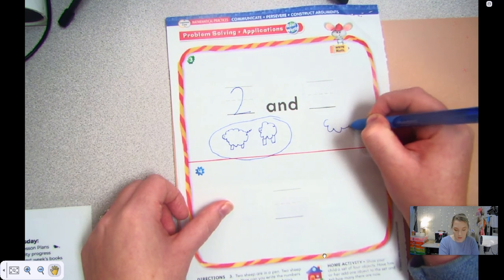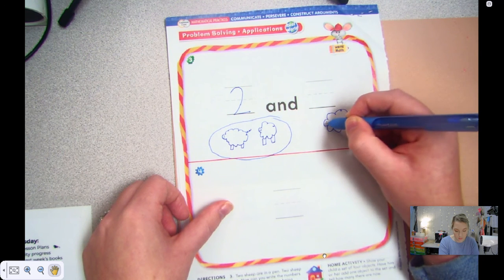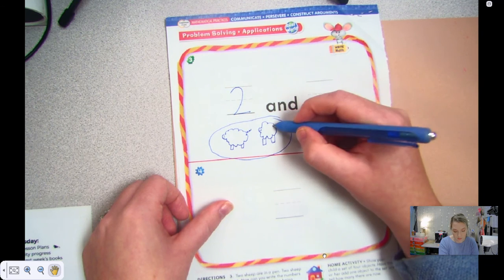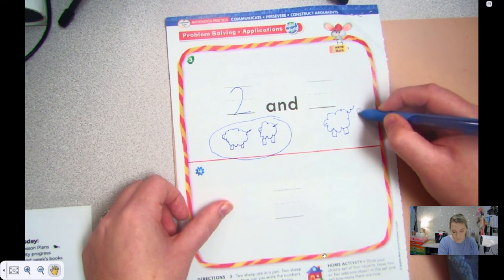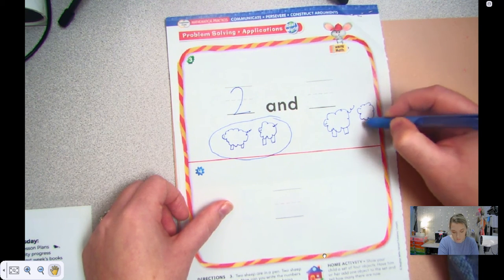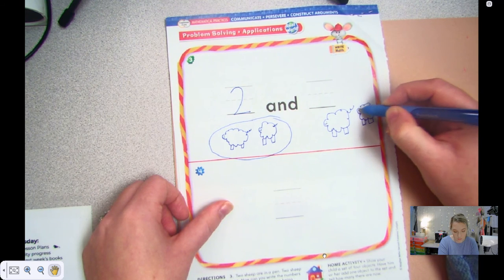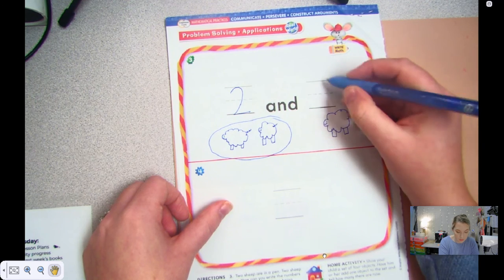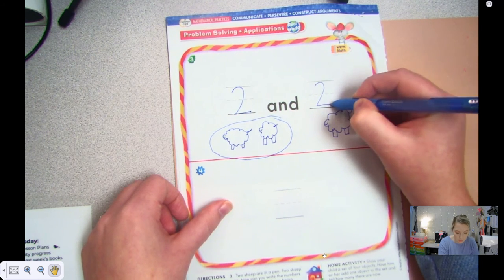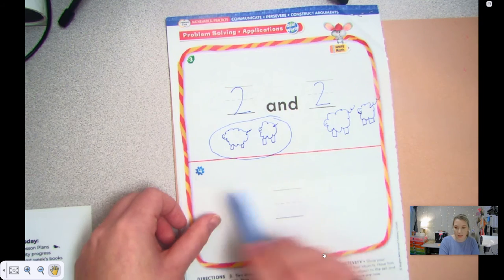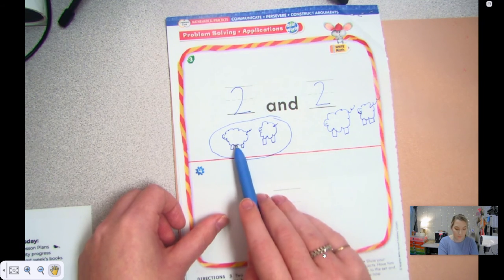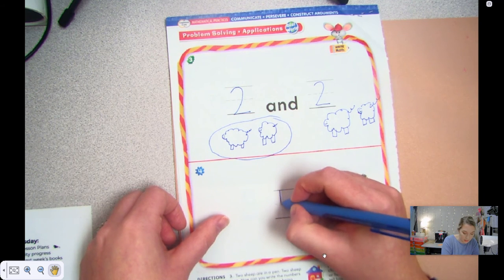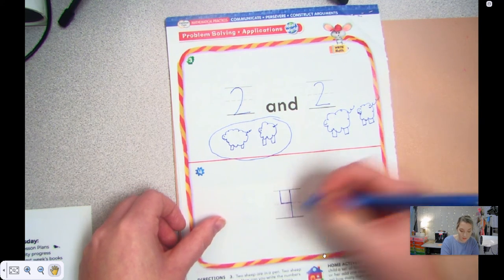And now we've got these 2 other sheep who need to join. Oh, I forgot to give this one a tail. And now I've got 2 other sheep who need to join. So 2 and 2 make how many all together? How many sheep do we have? 1, 2, 3, 4. We have 4 sheep all together, and that's what goes down in this box here.